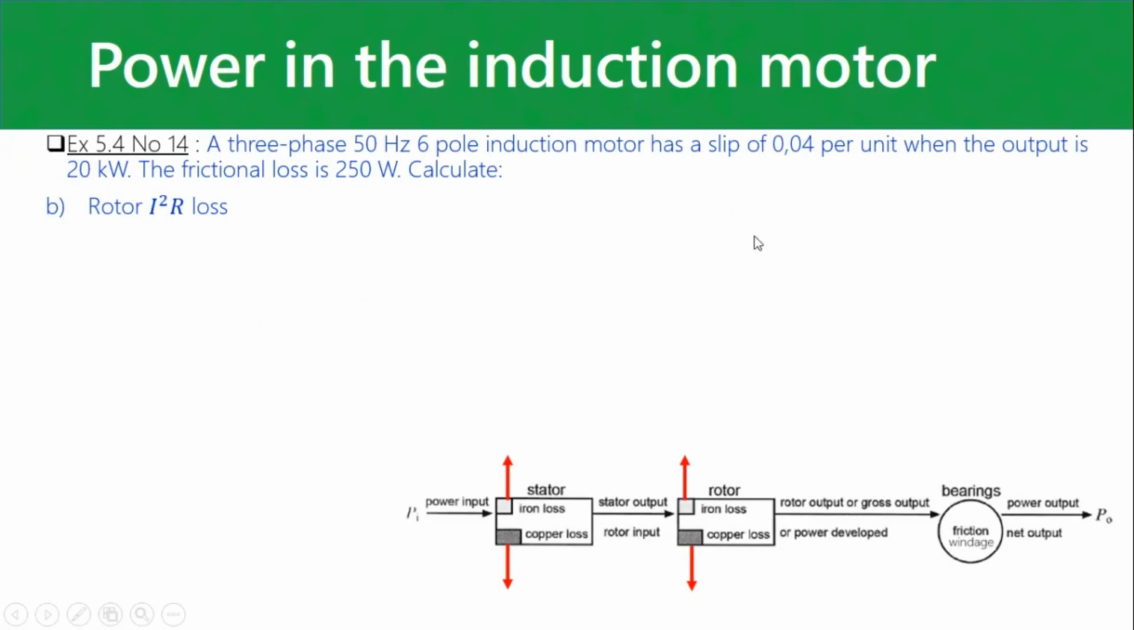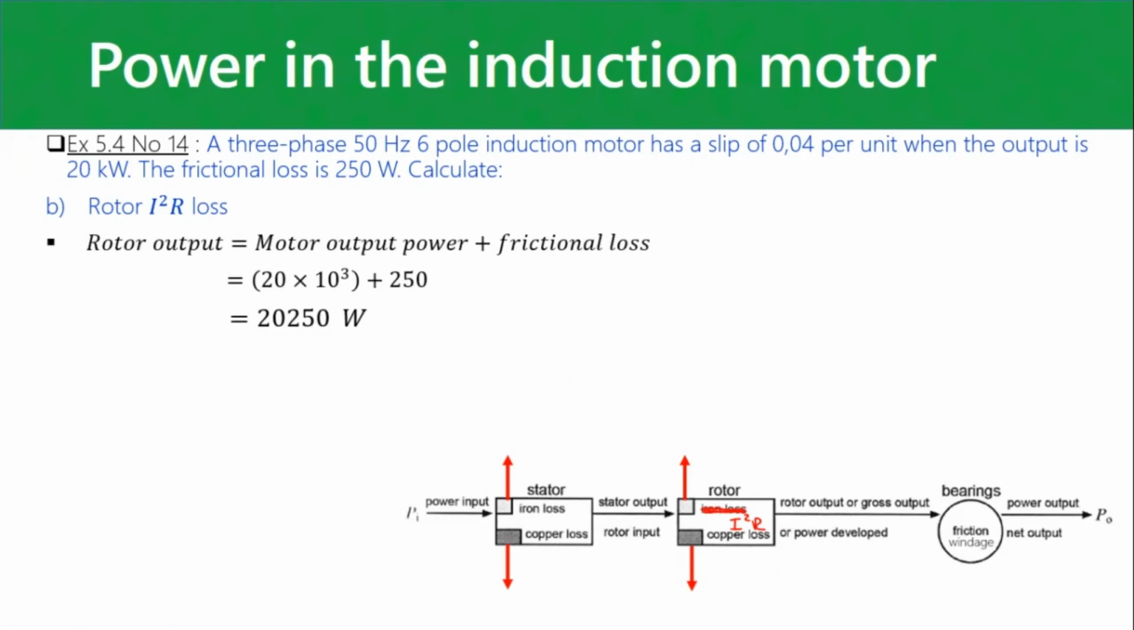Rotor I squared R loss. So in other words, rotor copper loss. This is your I squared R loss. And now you do it for the whole machine. So the rotor output. So how are we going to get this out? We haven't got current. We haven't got resistance. So we've got a bit of a problem.